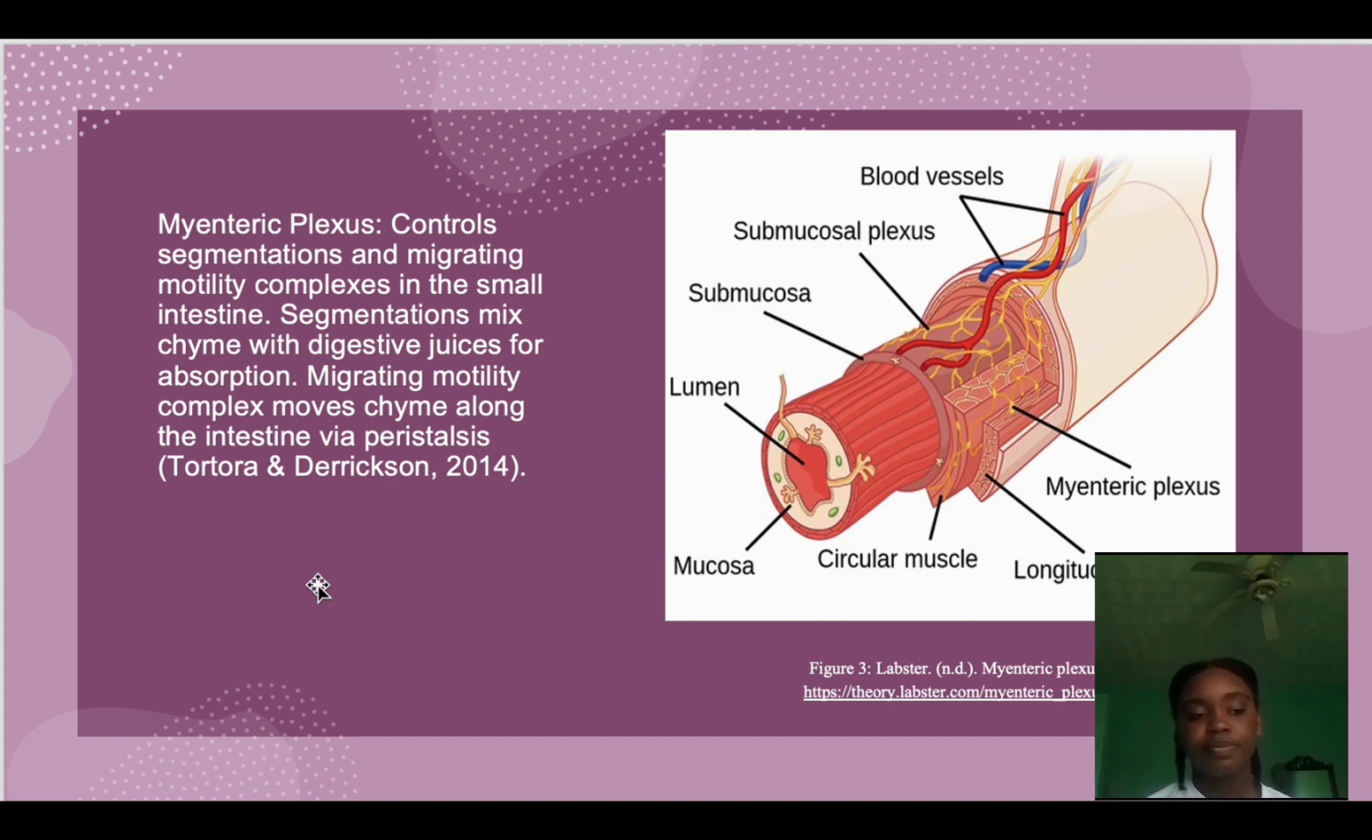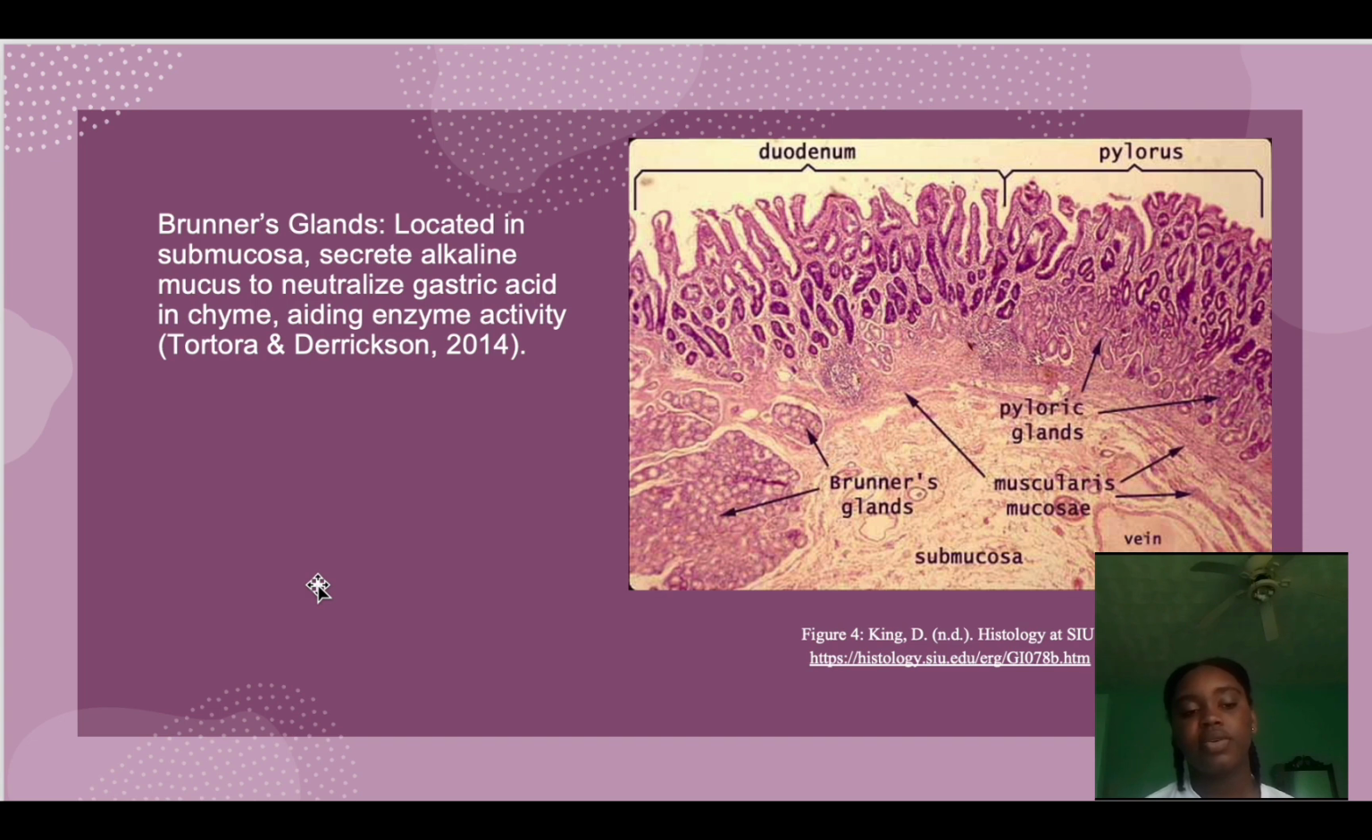Brunner's glands. Brunner's glands are located in the submucosa. These glands secrete alkaline mucus to neutralize gastric acid in chyme, creating a favorable environment for enzyme activity.